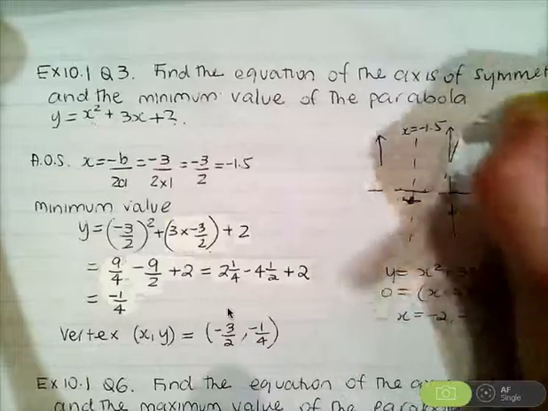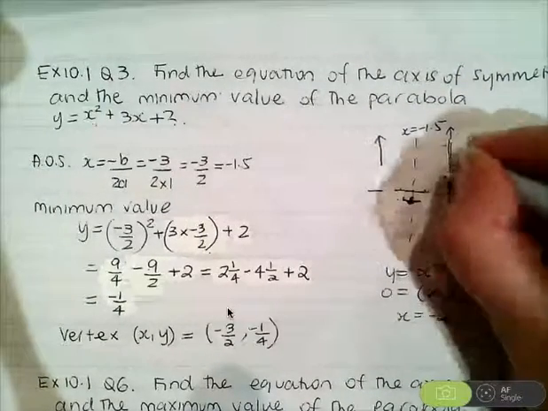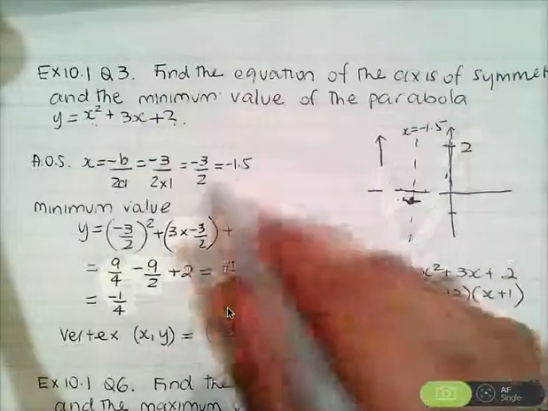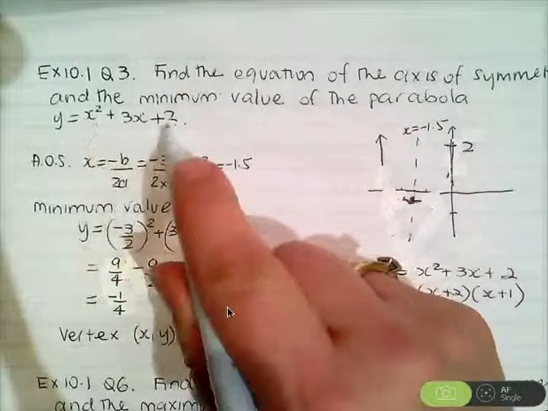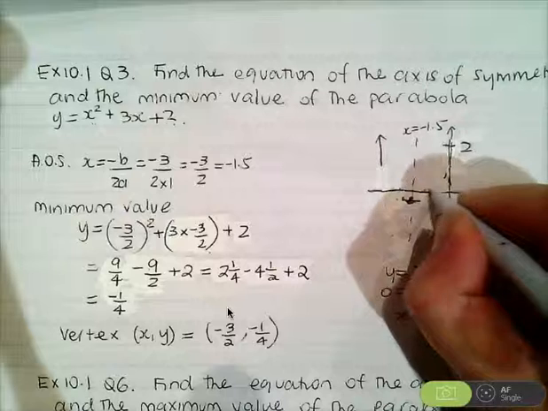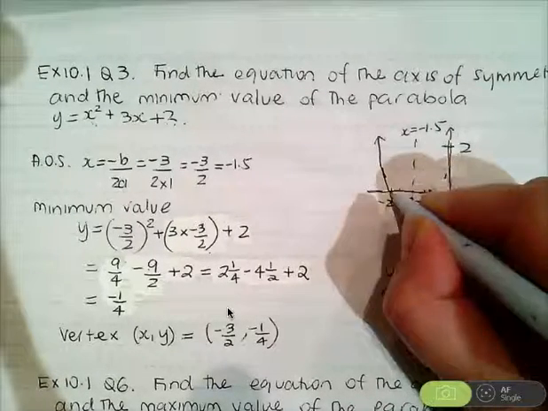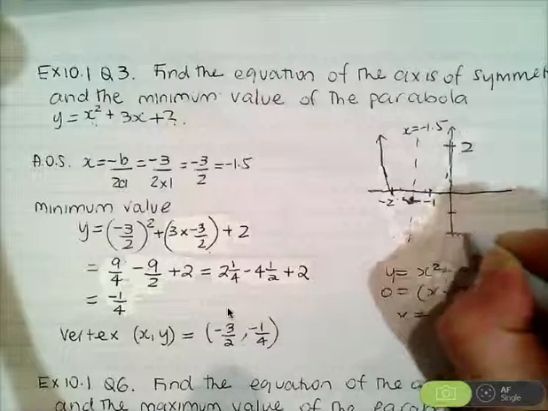Actually, this hasn't been drawn very well. I'm just going to do the whole thing all over again. So I'm going to say, right, this is my y-intercept up here. It's 2, because when x is 0, y is 2. My x-intercepts are negative 1 and negative 2. Okay, this might be negative 2 down here.